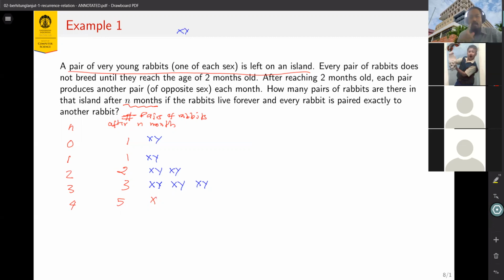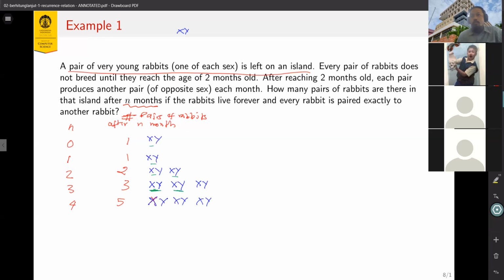Okay, here is how we work. Thank you, Rafael. But this is how we do it systematically. First, we look at the existing pairs. What will happen to them? Well, they live forever, so all those 3 pairs are still there. And then out of these 3 pairs, which of them are at least 2 months old? The first and the second pair.